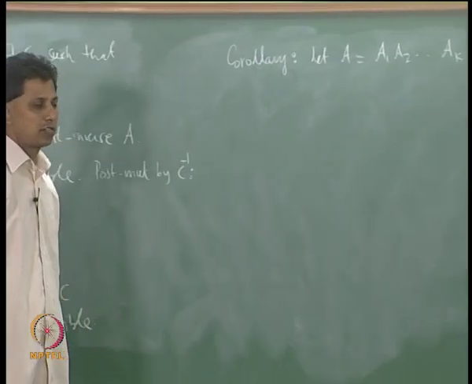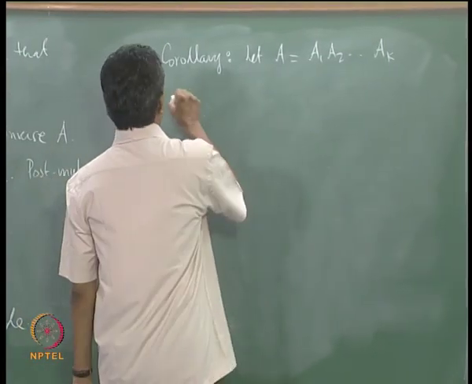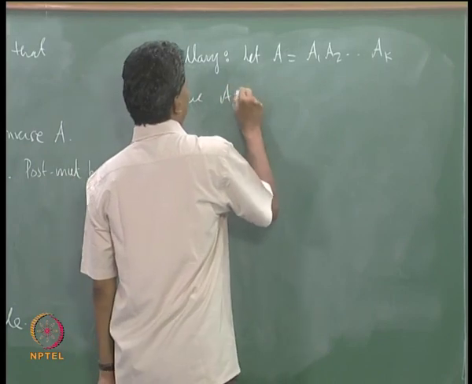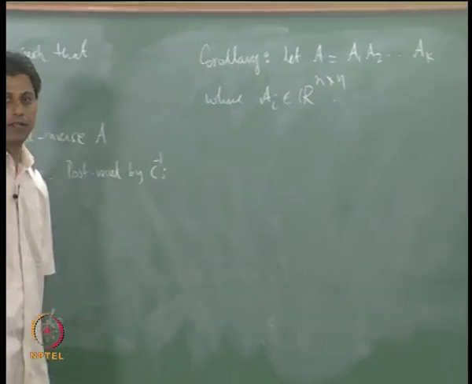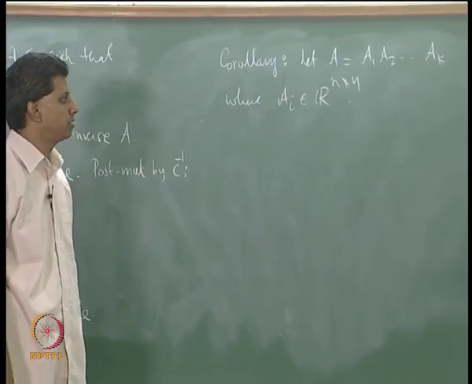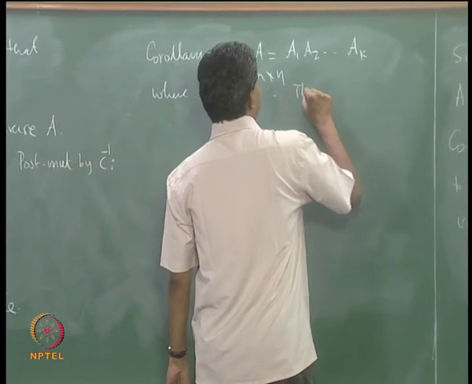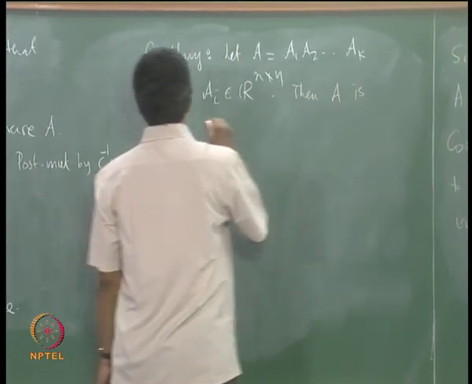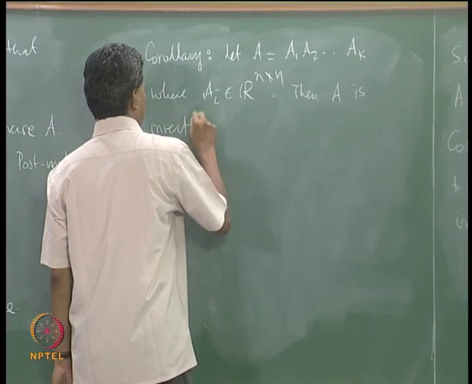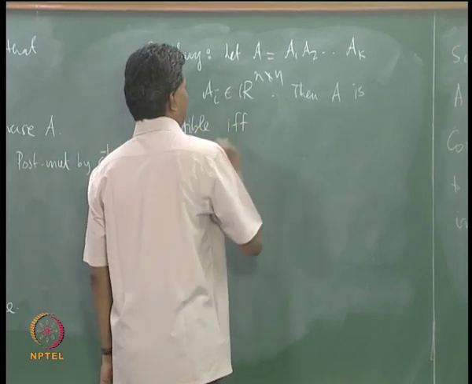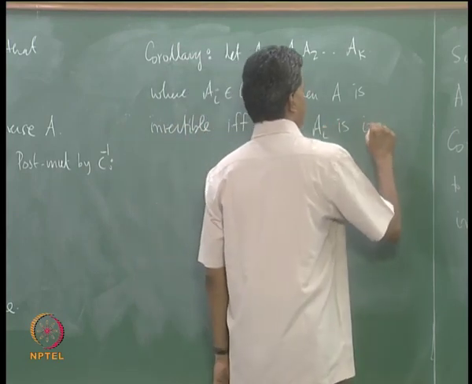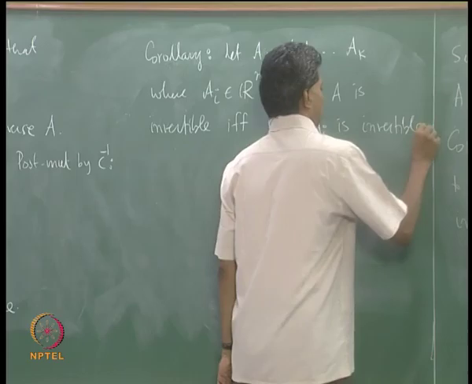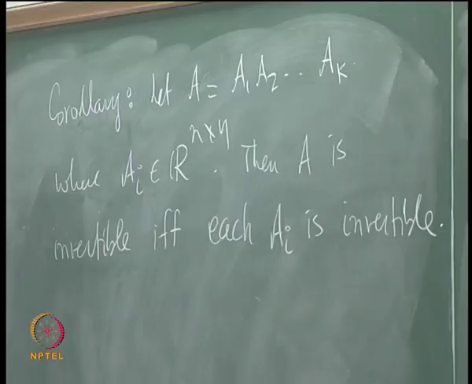I have A as a product of K matrices, where each Ai is square. Each Ai is square, so capital A is a square matrix. Then A is invertible if and only if each Ai is invertible. Okay, now this is the last result in this topic.